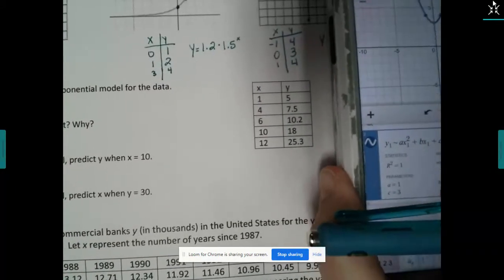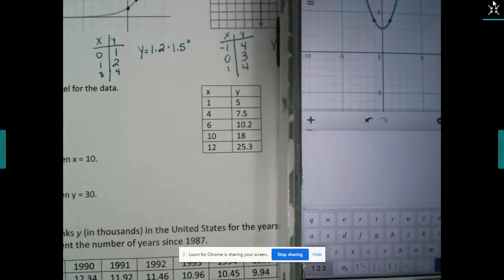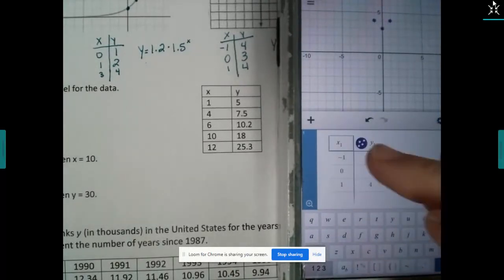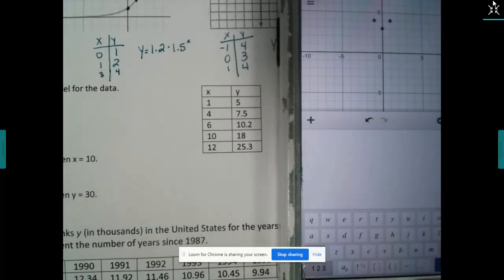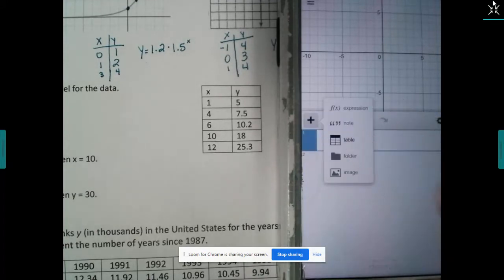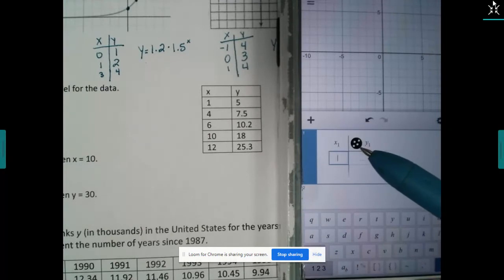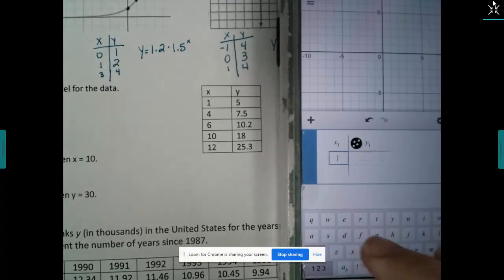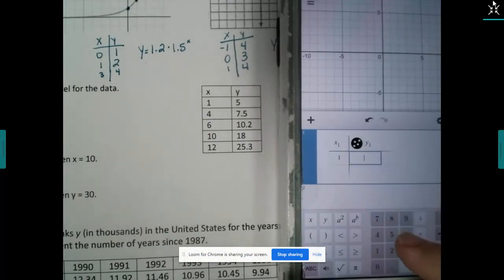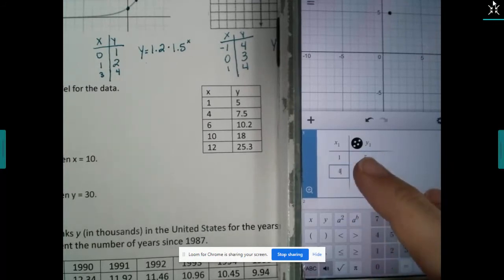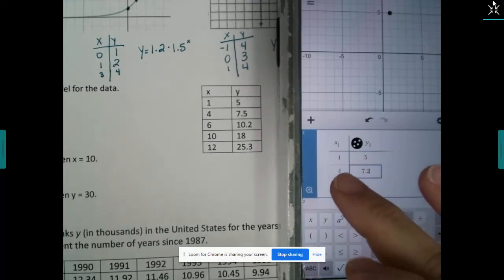So first we want to type in our little table here. I'm going to get rid of quadratic because I don't need it right now. So in my table, again, you can close it out and then add a new one. Just make sure again that it says x1 and y1. So I've got 1, 5. 4, 7.5. Oh, nope.